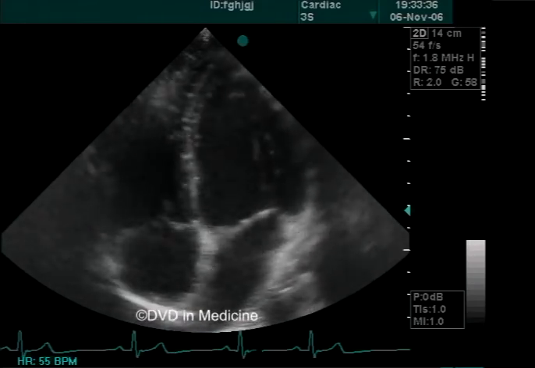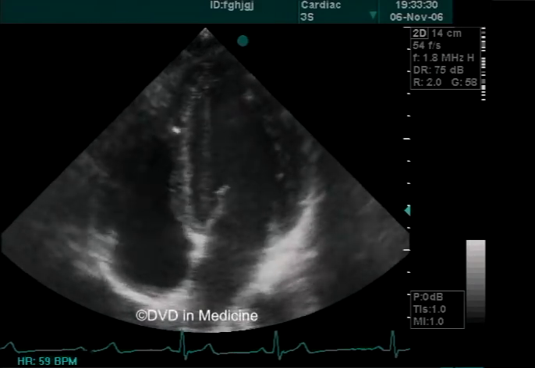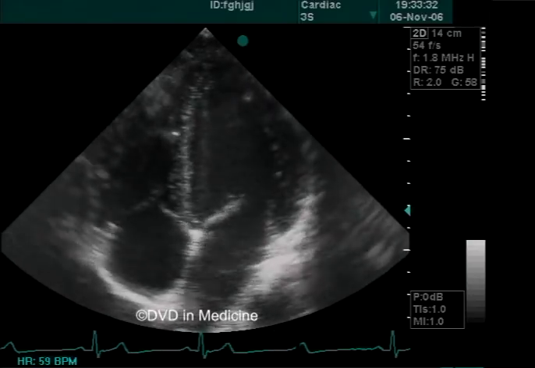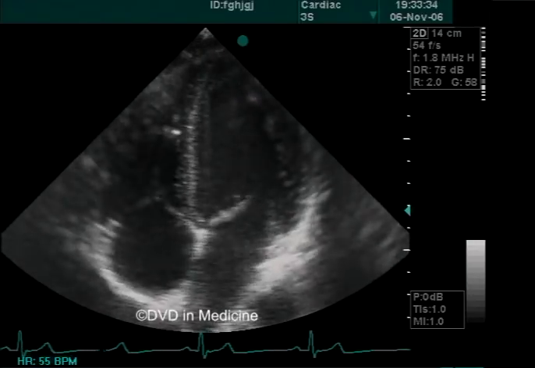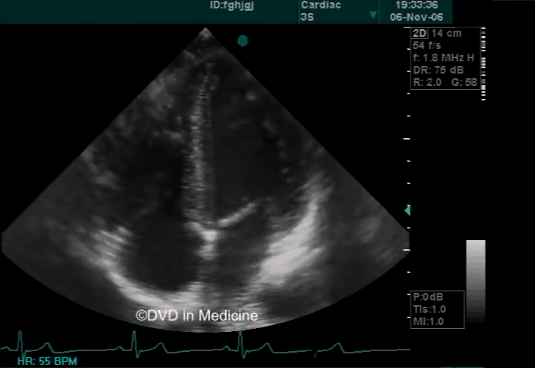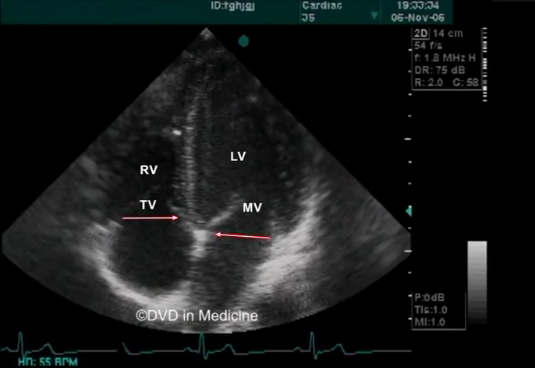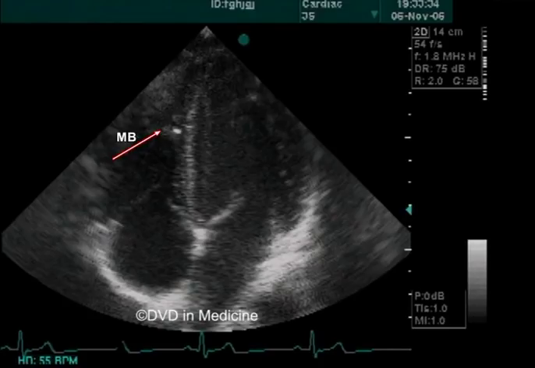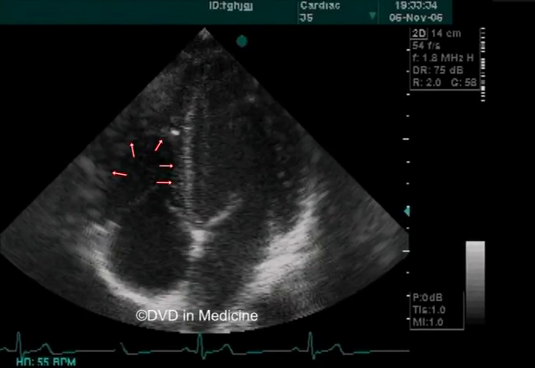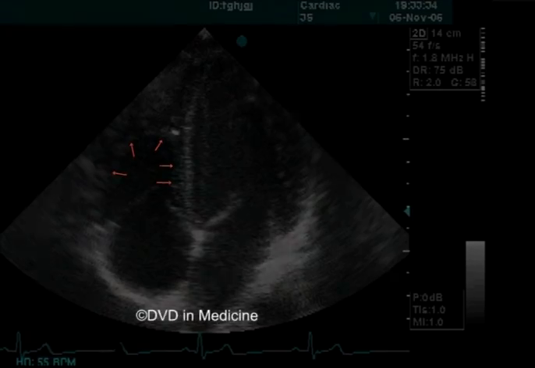When one uses the 4-chamber apical examination, one can differentiate the right ventricle from the left ventricle by the following features. 1. The insertion of the septal tricuspid valve leaflet is slightly apical to the insertion of the anterior mitral valve leaflet. 2. In the apical third of the right ventricle, one can see the moderator band. 3. The right ventricle has a more pronounced trabecular structure.